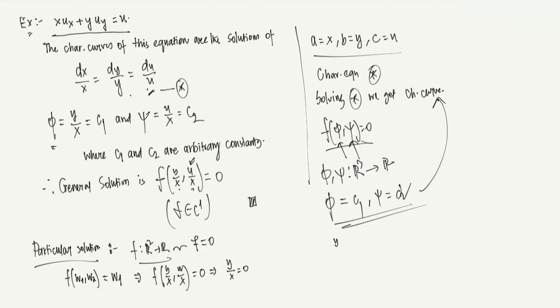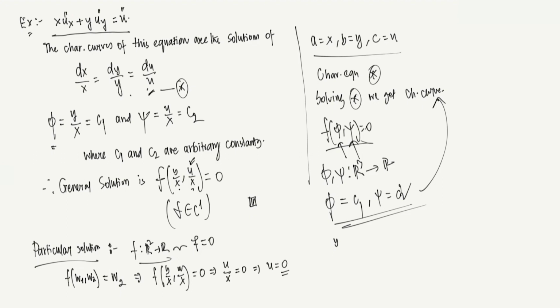So basically, if you take this to be W2, then this becomes u by x equals 0. That will give you u equals 0. So that is one particular solution. See, if u equals 0, then ux is 0, uy is 0, and the whole equation 0 equals 0 holds. So that's a solution.